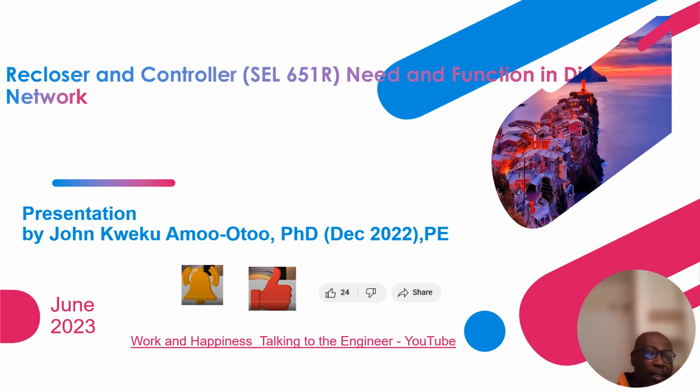Welcome to another session of my presentation series, and this time the topic is a recloser and a controller, the need and function in a distribution power system network. And the controller type is SCL 651R.